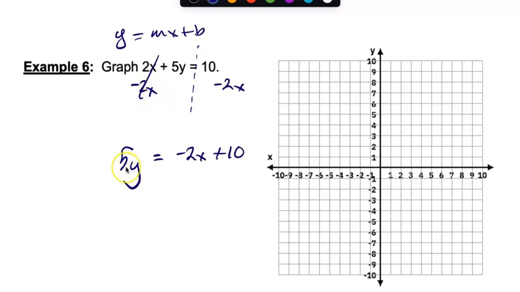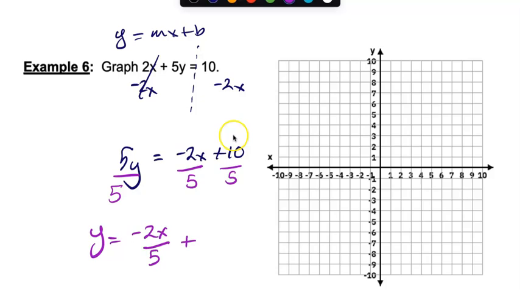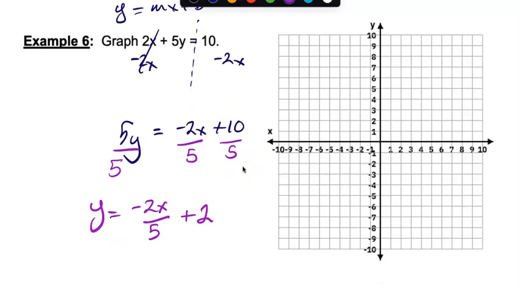And now I've got to get rid of the 5. So we're going to divide everything by 5. So you're going to divide this by 5, that by 5, and that by 5. So you get y equals negative 2x over 5 plus, since I can't do anything to it, I'm going to leave it, 10 divided by 5 is 2. So now it's in slope-intercept form.